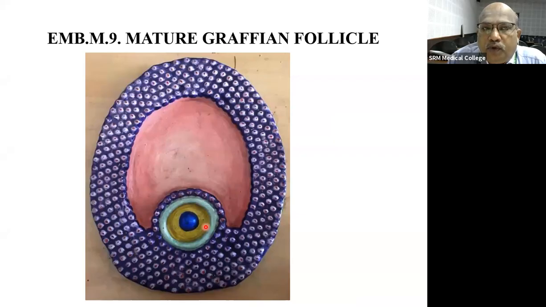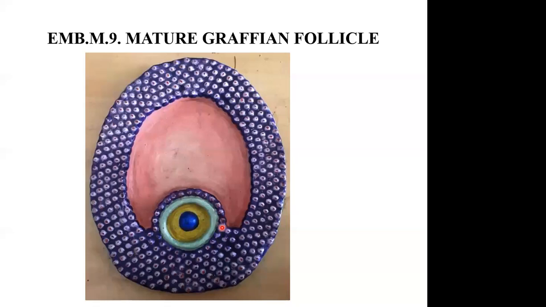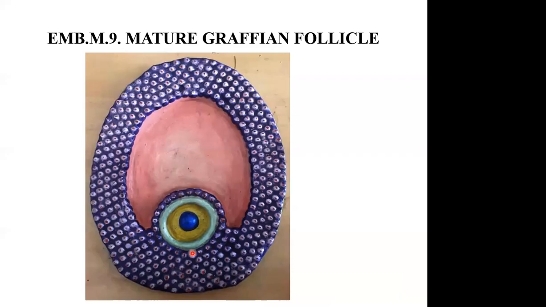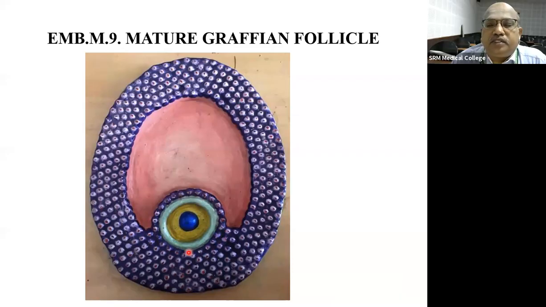There is no first polar body, so that's why it is only primary oocyte. This is zona pellucida. What is this? Cumulus oophorus. Very good. What you have on this side, through that it is attached to the membrana granulosa. This is discus proligerus.